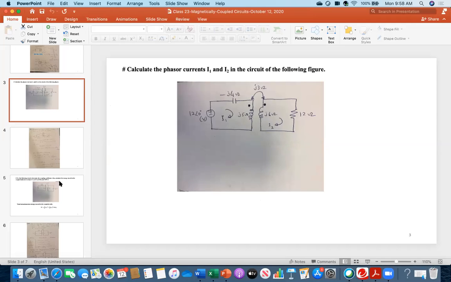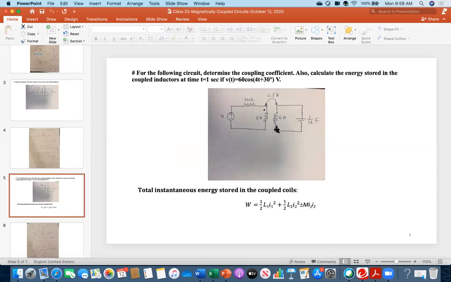One was here, the other one here. But in this problem, the dot is here. And then that mutual inductance is 2.5 henry. And this is a 1/16 farad capacitor. Now, in this case, it says determine the coupling coefficient. This means that k you can easily do, and calculate the energy stored in the coupled inductors at time t equal to 1 second.